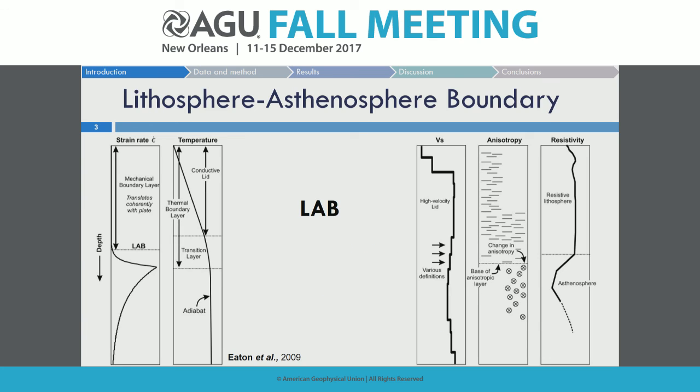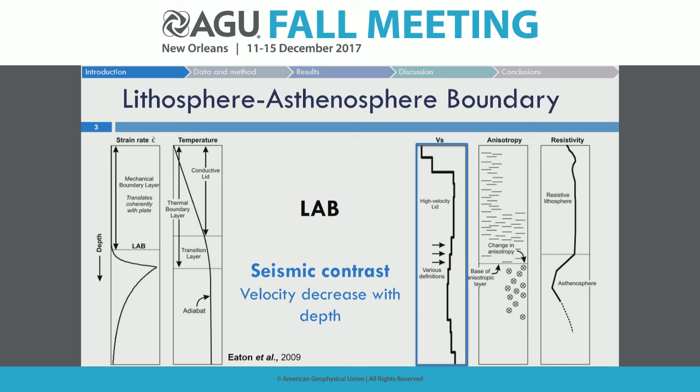If I'm talking about lithosphere, I'm going to talk about the lithosphere-asthenosphere boundary, or LAB. There have been lots of definitions of what exactly the LAB is: the transition from the rigid plate to the asthenosphere. It's a difference in strain rate, in temperature, in anisotropy, and those definitions don't always correlate to the same depths. So in this study, I'm only talking about the seismic contrast between lithosphere and asthenosphere. So I'm looking for a velocity decrease with depth.